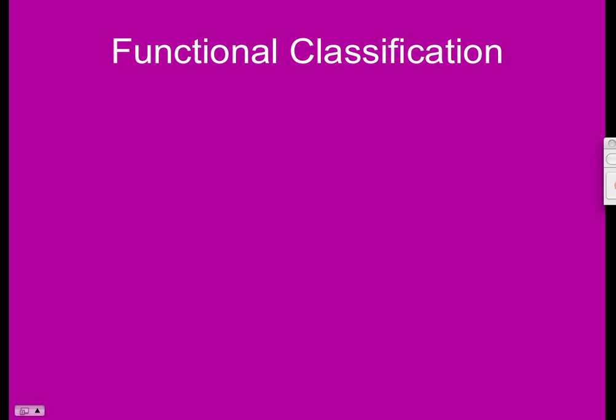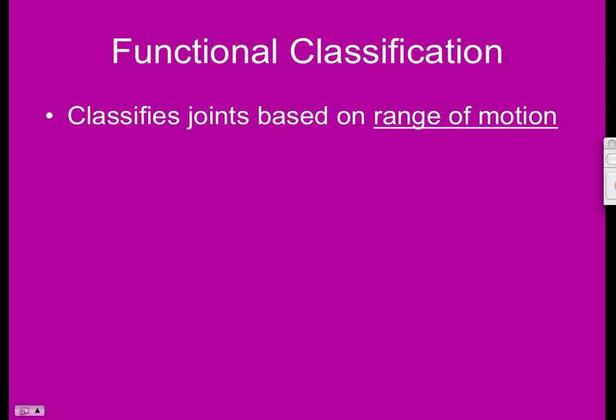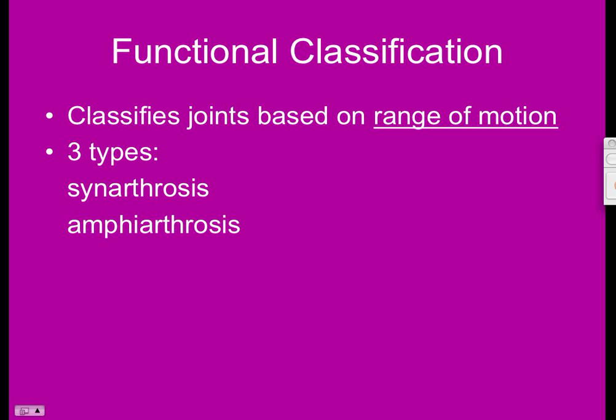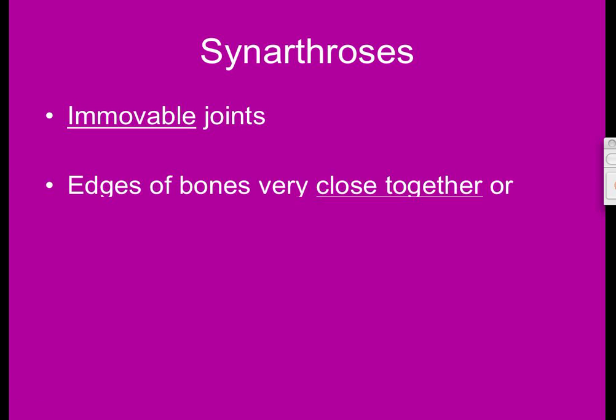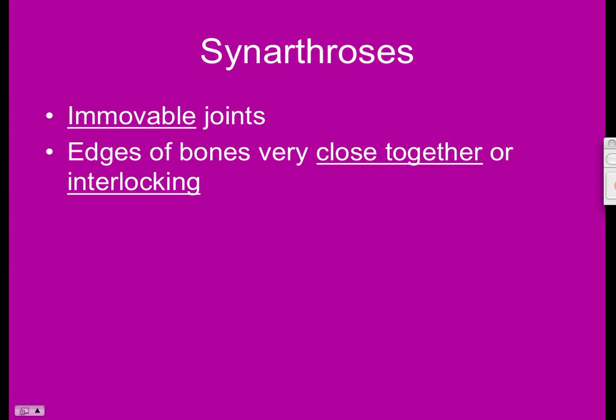Now, the functional classification of joints is based on their range of motion. So again, how they work. And we have three types that we're going to go through: the Synarthroses, the Amphiarthroses, and the Diarthroses. The Synarthroses are the immovable joints where the edges of the bones are either very close together or interlocking. Kind of think of it like when you interlock your fingers and fold them over the opposite hand. Okay, you can't really move them side to side very easily.